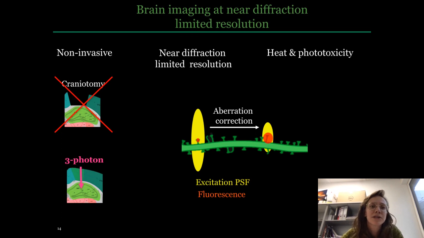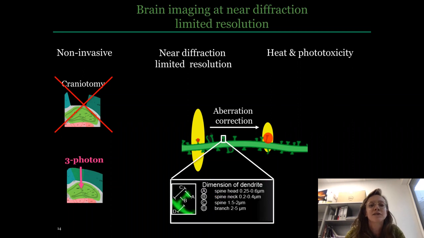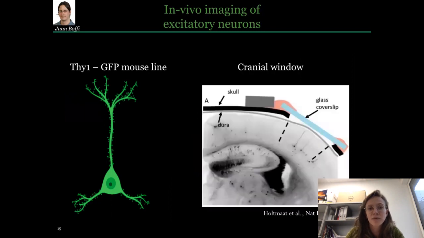So to establish our technique, and especially to evaluate the adaptive optics correction, we needed a resolution target deep inside the mouse brain. Spines, as these are small structures of submicron size, are an ideal such resolution target. For first experiments, we used a Thy1-GFP mouse line, and to gain optical access to the brain, we used a cranial window preparation, which was done by Juan, a postdoc in our lab.